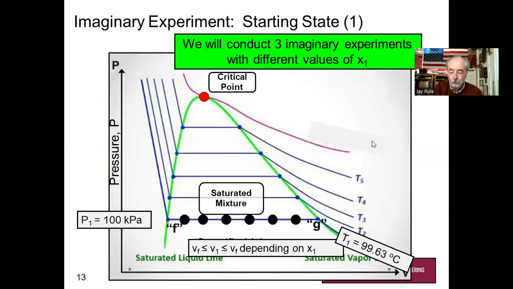Okay, and so we're going to start state 1. So here's our sketch. All these dots represent candidate states for state 1, because it's always going to be under the dome, and which dot we select is going to depend on the value of X, the quality, that we decide on. So we're going to pick 3 values of X.